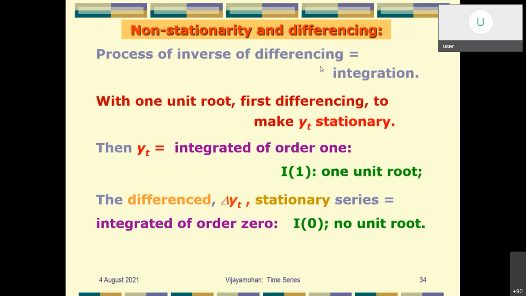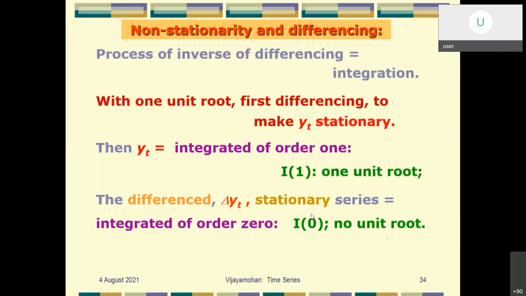Now, with one unit root, we can make yt stationary through first difference. Only one differencing is enough. Therefore, yt is integrated of order 1, and we write yt as I(1). That is, there is one unit root. Now, the differenced series, that is delta yt, is a stationary series. For a stationary series, there is no unit root, that is, we have zero unit roots. Therefore, a stationary series we can write as integrated of order 0 and write it as I(0). That means there is no unit root.